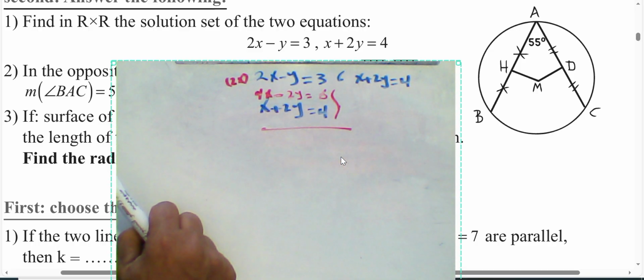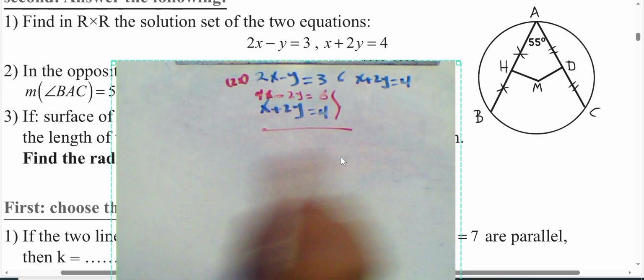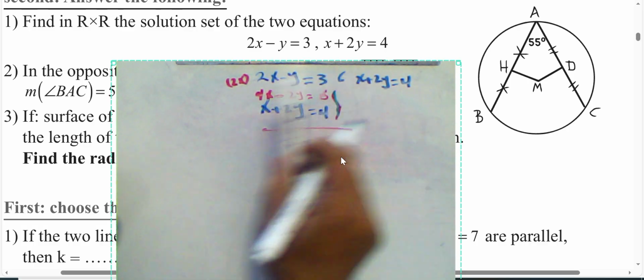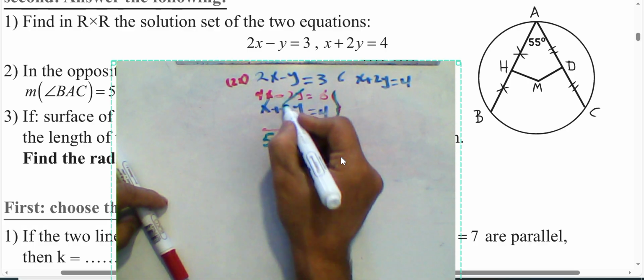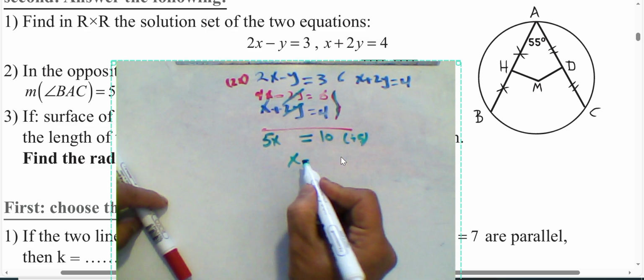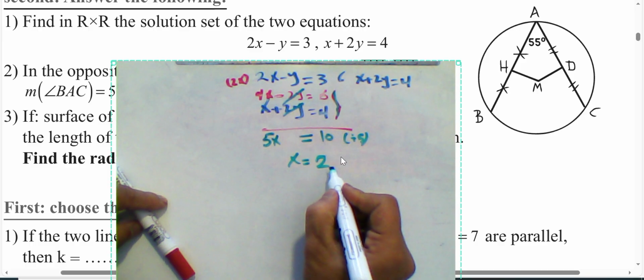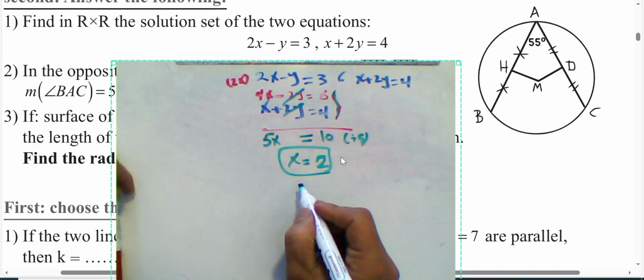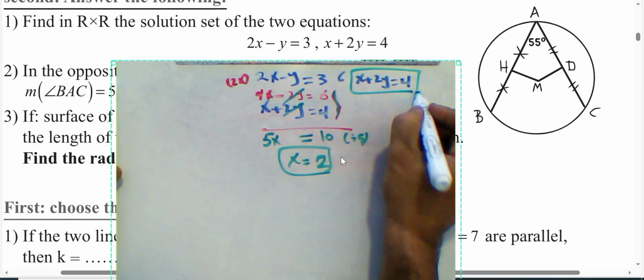4x plus x equals, we can collect 4x plus x, it will be 5x, and we can add 6 plus 4 equals 10, and then we can divide it by 5. Then x equals 10 divided by 5, it will be equal to 2. We can find the value of y in this equation.